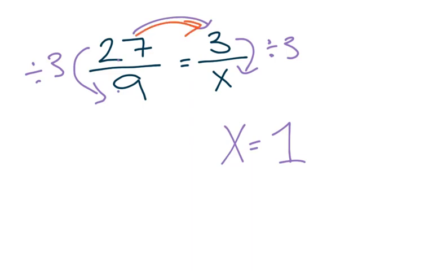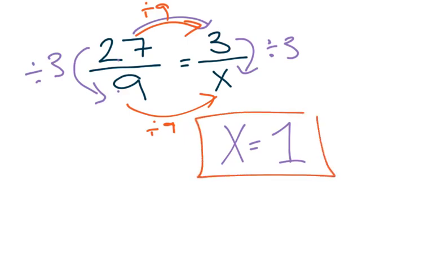I can then go double check it by going to look at my vertical scaling. Well, 27 to 3, I have to divide by 9. 9 divided by 9, x should equal 1. Yep, that's what I said. That just makes me doubly confident in my answer. Not every proportion you'll be able to scale both ways, but it's a nice way to just go check. And that concludes our video on solving proportions.